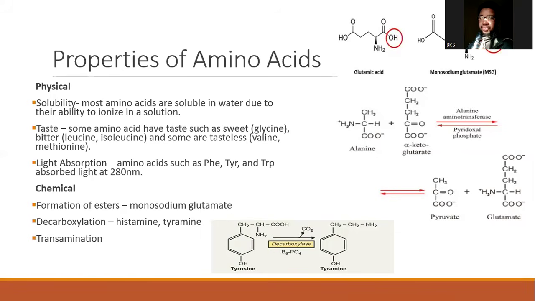Good day, everyone. In today's revision, we'll be talking about the properties of amino acids. Considering the properties of amino acids, we'll consider both physical and chemical properties. Starting with the physical properties, we'll talk about only three properties.